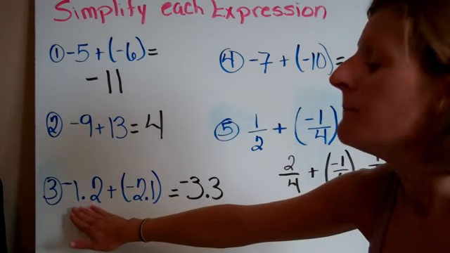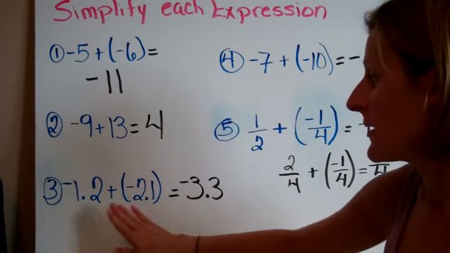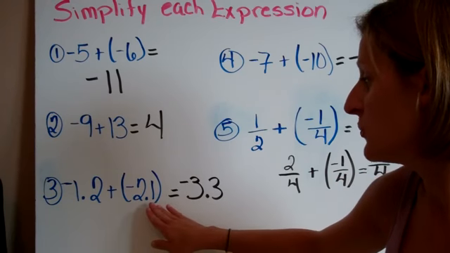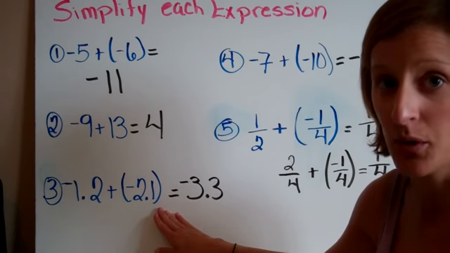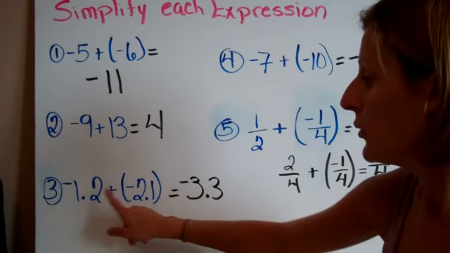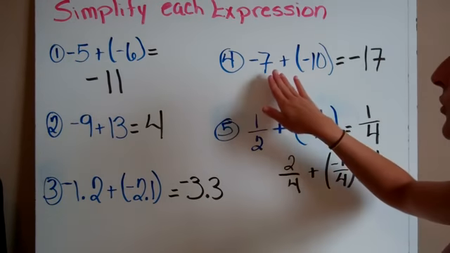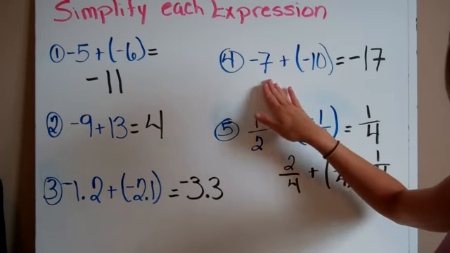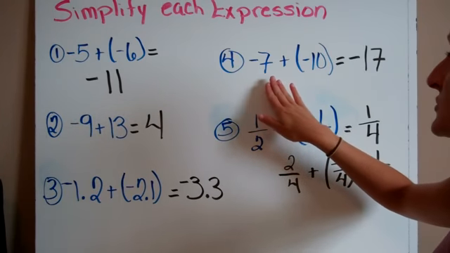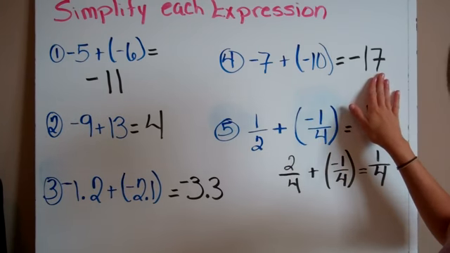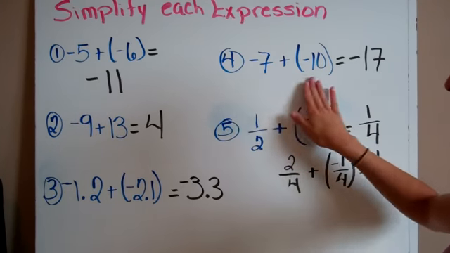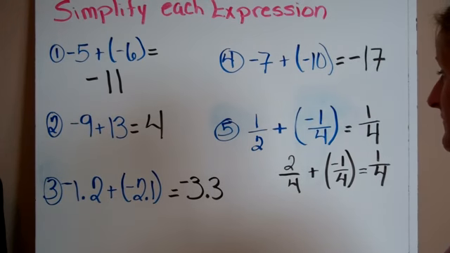Now this one, both are negative, so I'm going to add 1.2 and 2.1, and that's 3.3. And they're both negative, so the answer is negative. Again, we have the same signs, negative numbers. So I do 7 plus 10, and that's 17. Since they are both negative, I have a negative 17.